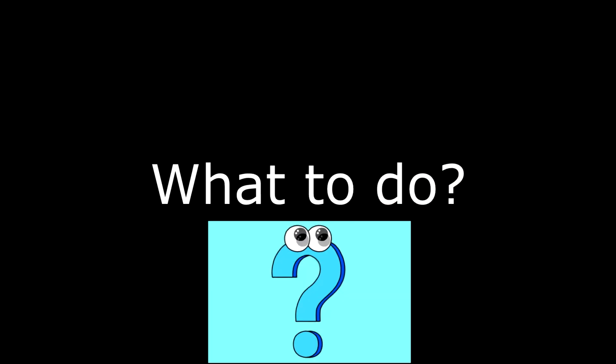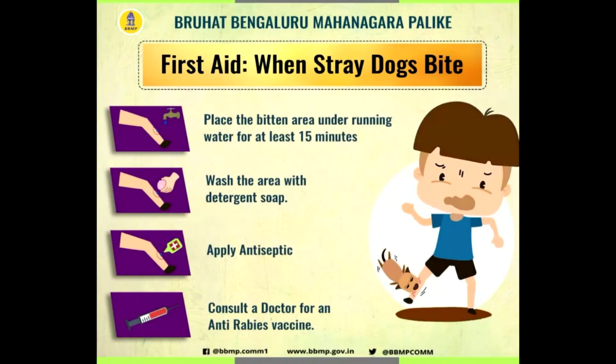So how to treat dog bites? You can see in the picture that the first thing you need to do is place the bitten area under running water for at least 15 minutes. Second, wash the area with detergent soap. Next, apply antiseptic. And lastly, consult a doctor for an anti-rabies vaccine.